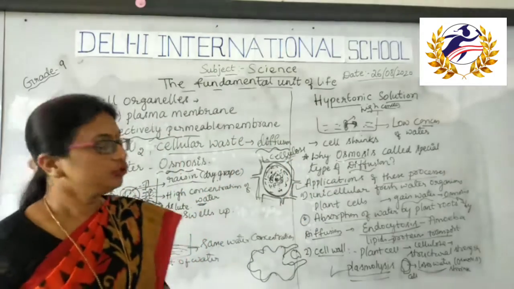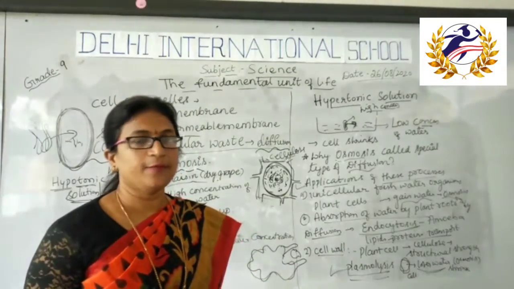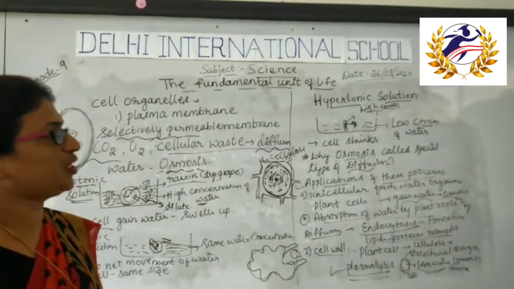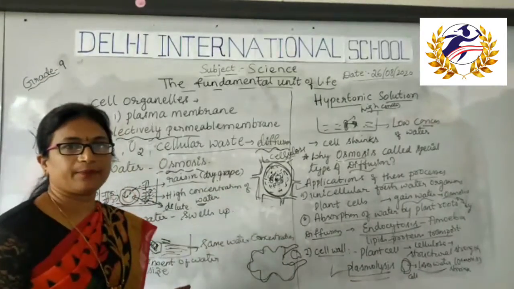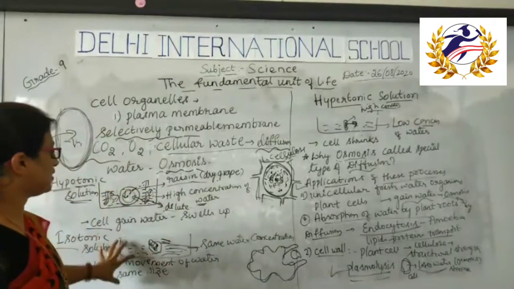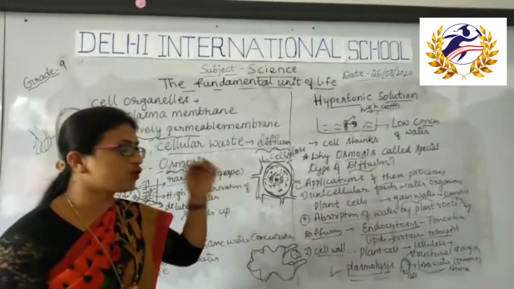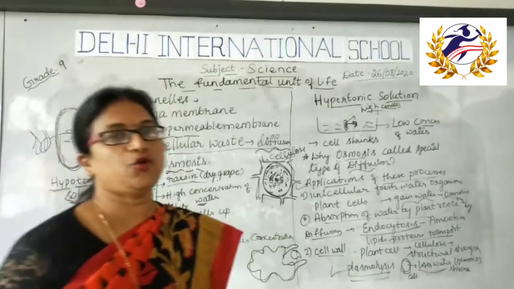Okay, so further information about the cell wall we will see in the next class. So these are all some information about the plasma membrane and about the different cell conditions in different mediums and also applications of osmosis and diffusion.